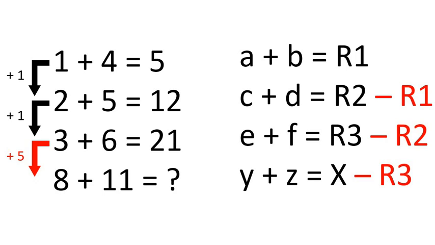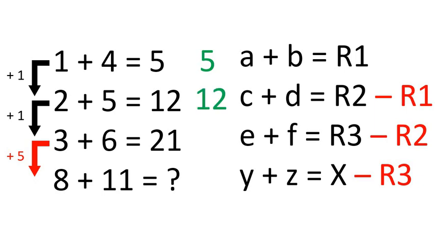We have 1 plus 4 is 5, and this is a fact. We take this as a fact. Then c plus d, which represents 2 plus 5 on the left side, is 7. And on the right side, we have to subtract r1 from r2. 12 minus 5, which is also 7. Therefore, 12 can be considered as correct.